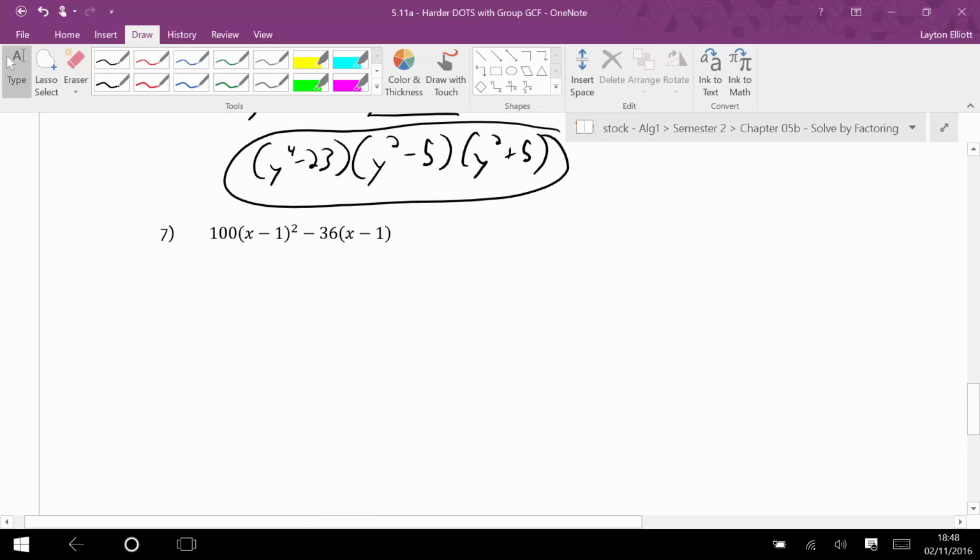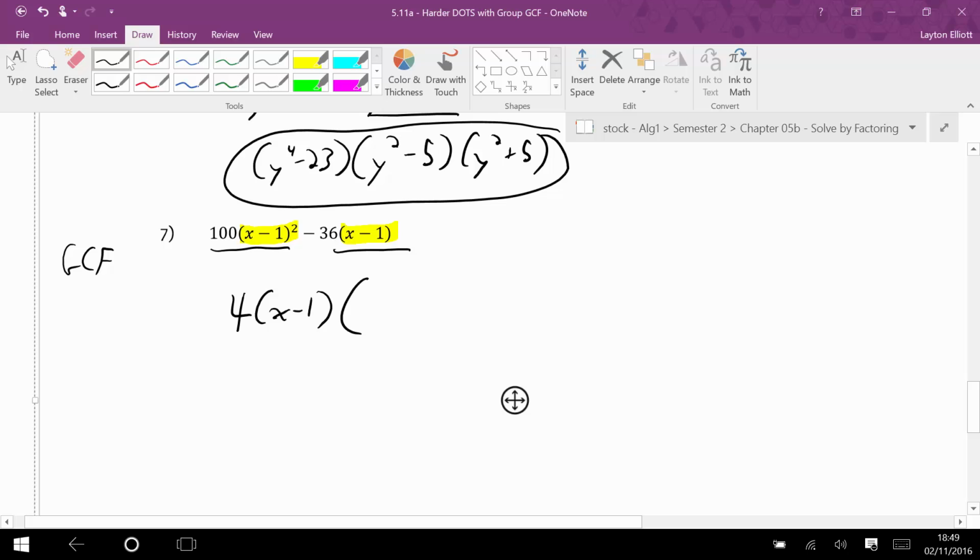So, number 7, is this a difference of squares? Well, first we can take out a greatest common factor. Between this and this, I can look at the 100 and the 36, and I know I can take out at least a 2, actually a 4. But I can also take out, this is x minus 1 squared, and this is x minus 1. So I can take out an x minus 1, because this second one only has one first power. And when I pull that out, I take the 4 out of the 100, and I get 25. And I take the x minus 1 out of the x minus 1 squared, and I just get an x minus 1 to the first power.